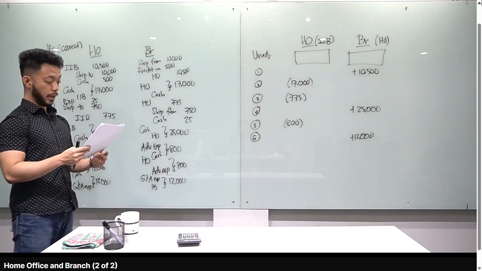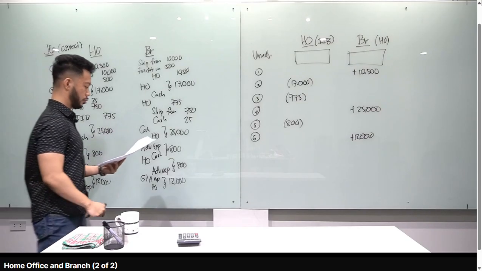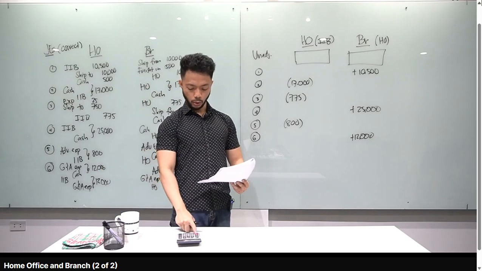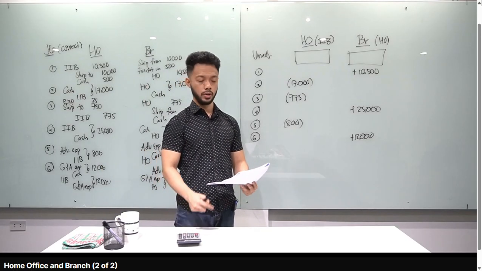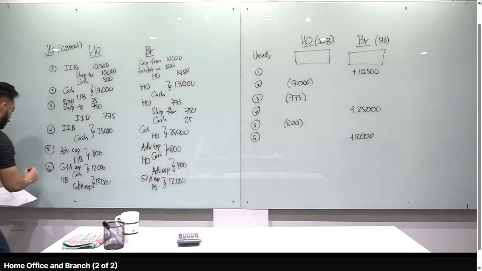Last bullet, the home office pays insurance premium on the branch. The amount paid by the home office is 1,000, but the branch erroneously recorded 776. So 1,000 minus 776, 224. Mali yung recording ni branch, kulang ng 224. Okay, pakita natin yung journal entry. Journal entry, the books of the home office.